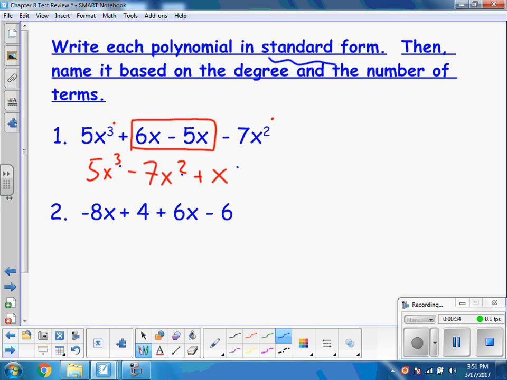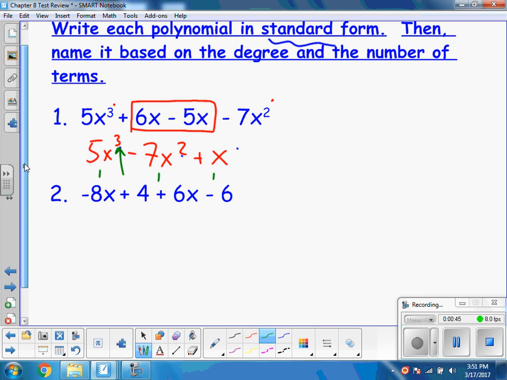And then I need to name it. I name it based upon the highest index number. So this is a 3. So this is a cubic. And it's got 3 terms into it. So this would be called a cubic trinomial.